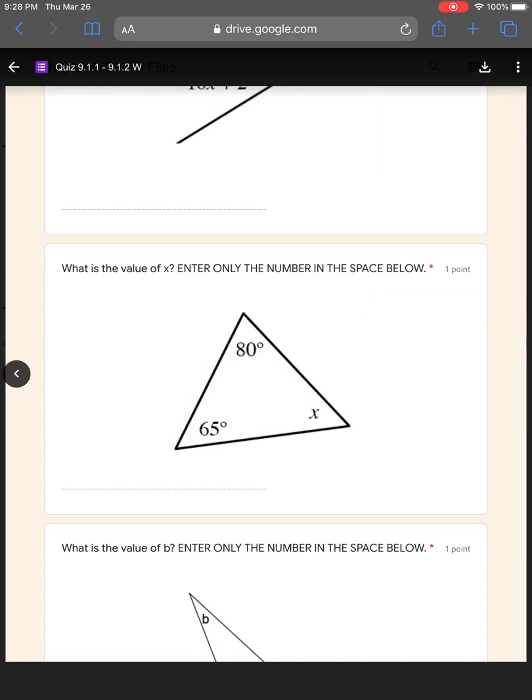What is the value of x? Enter only the number in the space below. Well, we should know that there are a certain number of degrees in any triangle. So using what we know about that, find the value of x. Again, it's just the number that you're entering. You're not writing degrees.